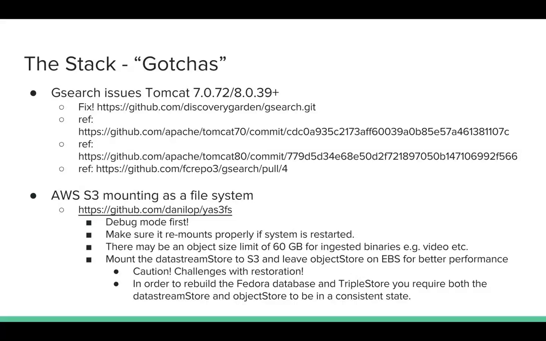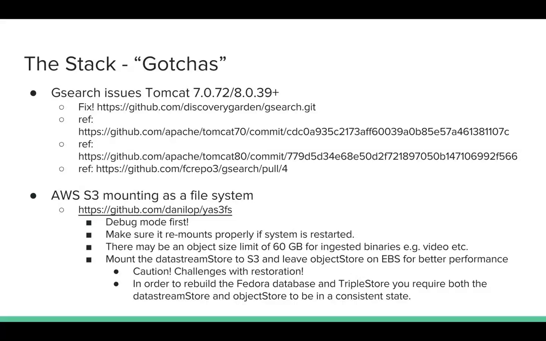Some people may choose to mount just the data stream store to S3 and leave the object store on EBS, which is the file system that comes with Amazon, for better performance. The issue here is that if the data stream store and object store get out of sync, you're not going to be able to rebuild your resource index.